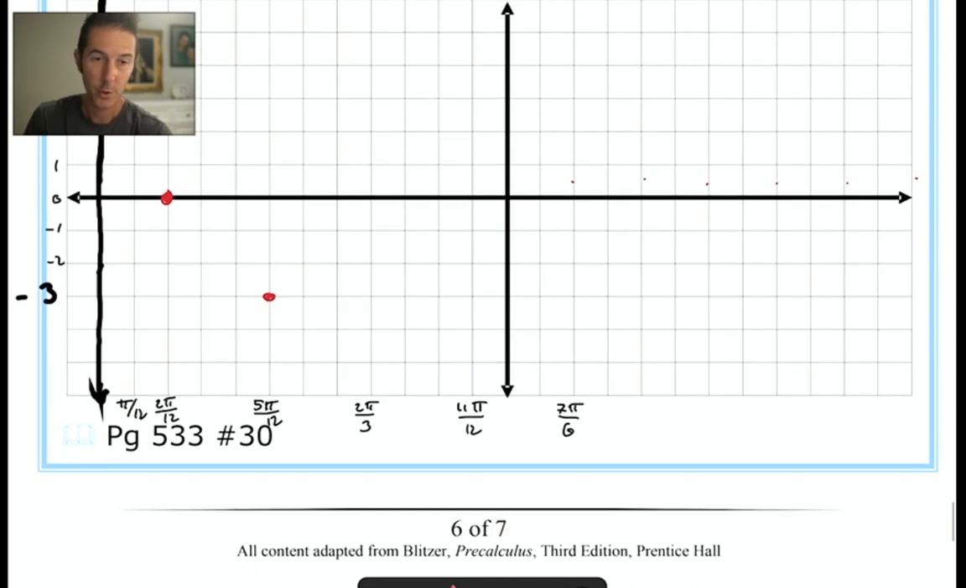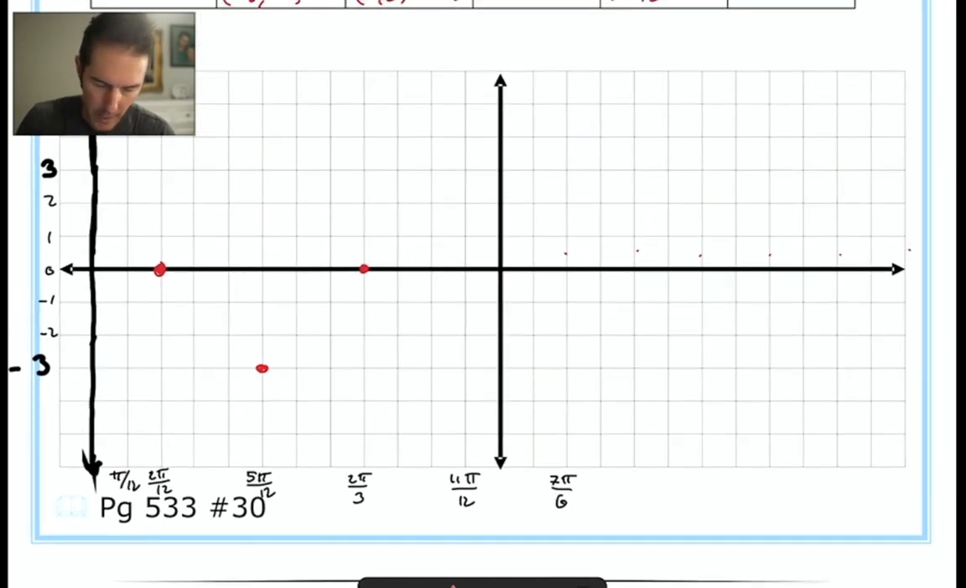I wrote the 2 pi over 3 down here. All right, that was 2 pi over 3 comma 0 because we're swinging back up to the horizontal axis. At 11 pi over 12, we need to go up to the max at 3, and at 7 pi over 6, we're coming back down to 0. And then we can draw our curve through there. Now this is interesting because it's an upside down sine curve. So we're coming out of this leftmost point on our way down to our minimum already.